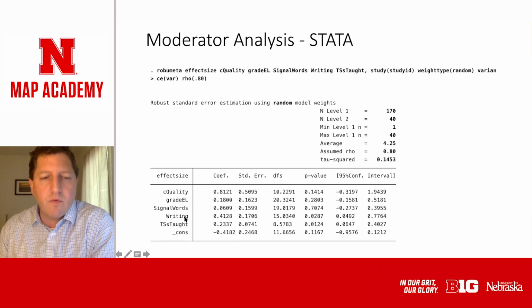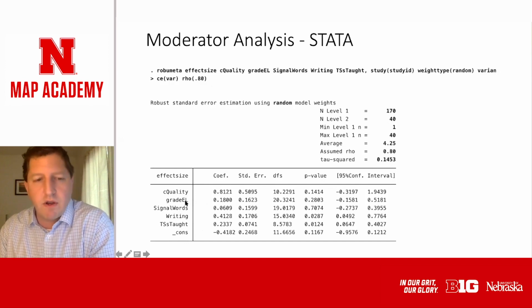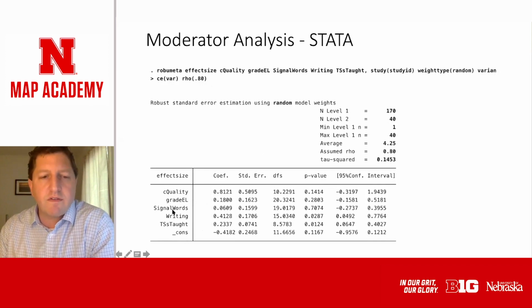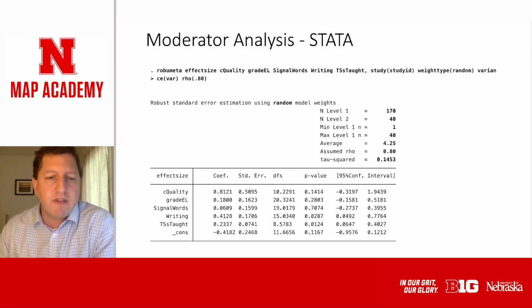Now, what I've done is I have C quality, which means that I centered the quality variable. And then the rest of these are essentially dummy coded variables. So the grade EL is grade level, elementary school or upper grades. Signal words, or whether the study included signal words in the instruction or did not include signal words. Writing is, again, included writing or did not, 0 and 1. And then the number of text structures taught. They're up to 5 text structures, and so it's 1 through 5.